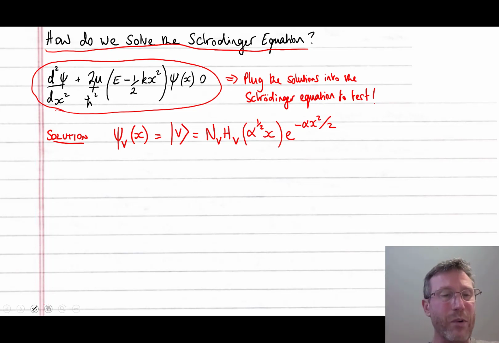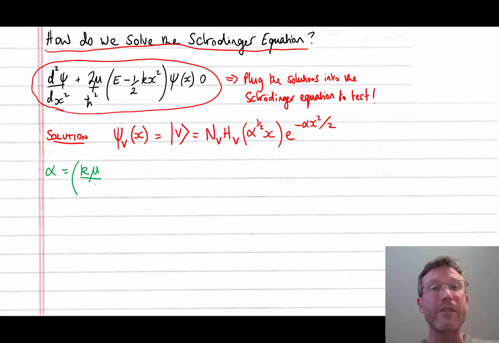So a couple of points. What is alpha? Alpha is simply the force constant multiplied by the reduced mass mu, over h bar squared, all raised to the half. What is this N sub v term in here? N sub v, yes, you guessed it, is the normalization constant.